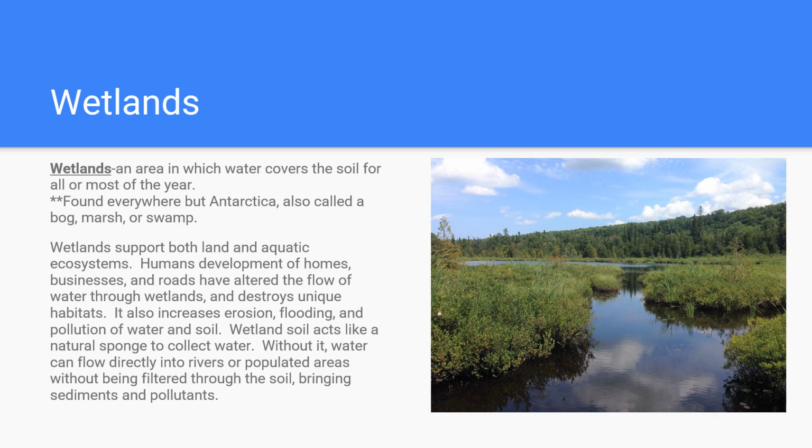Wetland soil acts like a natural sponge to collect water. Without it, water can flow directly into rivers or populated areas without being filtered through the soil, bringing sediments and pollutants. Wetlands have also a lot of the time been thought to be dirty. So frequently wetlands have been converted into living areas or other things, which has then caused flooding in those areas because of how wetlands flow and how the water works. So that has been frustrating for some people in development.